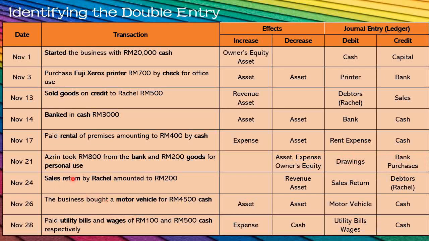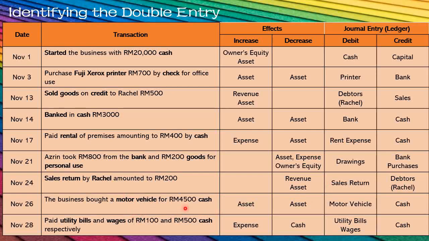Okay, untuk 24 hari bulan pula, sales return by Rachel. So bila sales return mengurangkan revenue. Remember what our previous lecture? Sales return mengurangkan revenue. So debit sales return, credit debtors ya. Sebab bila Rachel pulangkan balik barang, hutang dia kepada kita semakin berkurang. So asset berkurang, kita kreditkan dia.